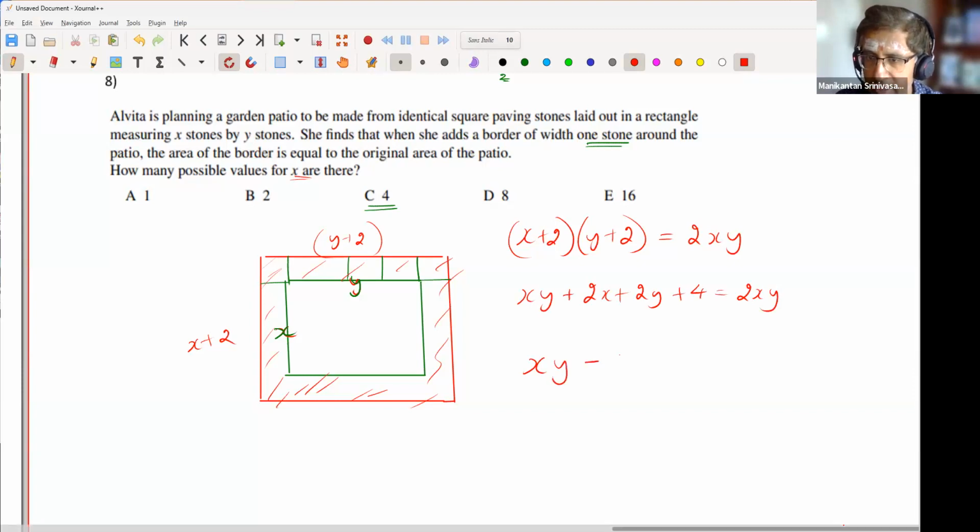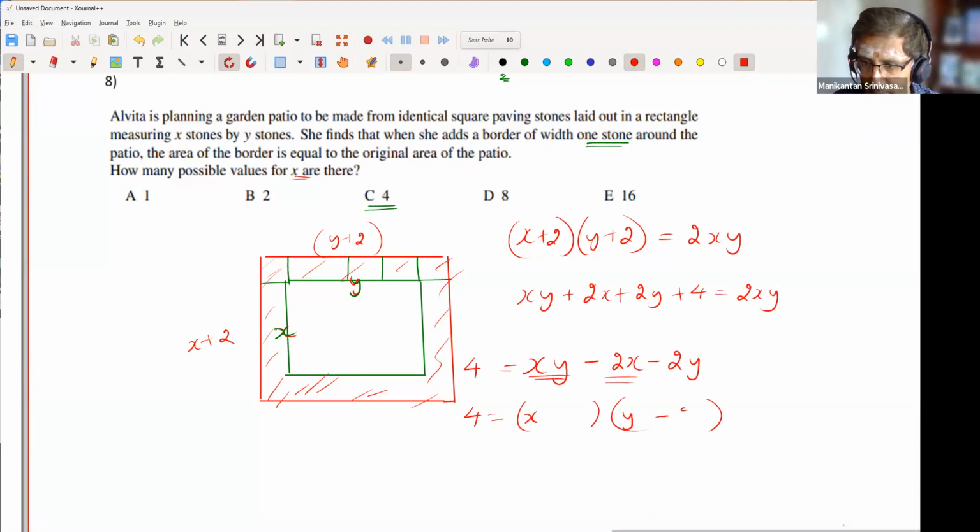xy minus 2x minus 2y equals 4. I'll retain it here on the left-hand side. So this is where I can factorize. I want my xy, so I'll put an x here and a y here, and then I want a minus 2x, therefore I'll put a minus 2 here. I want a minus 2y, therefore I'll put a minus 2 here.